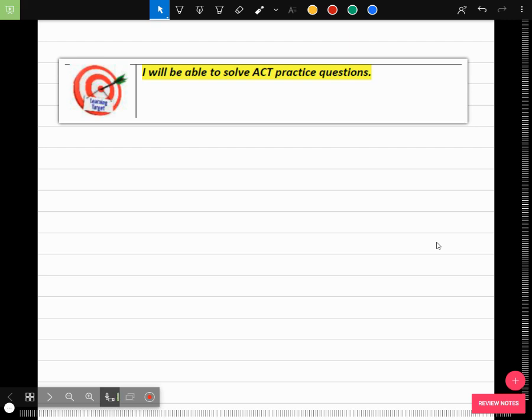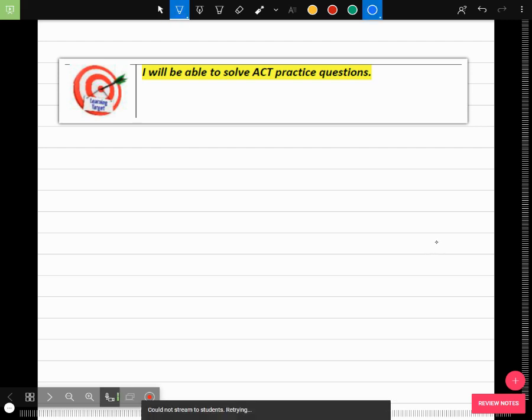In today's class, you will be able to solve ACT practice questions, more of this kind. Before going to that, two quick points.